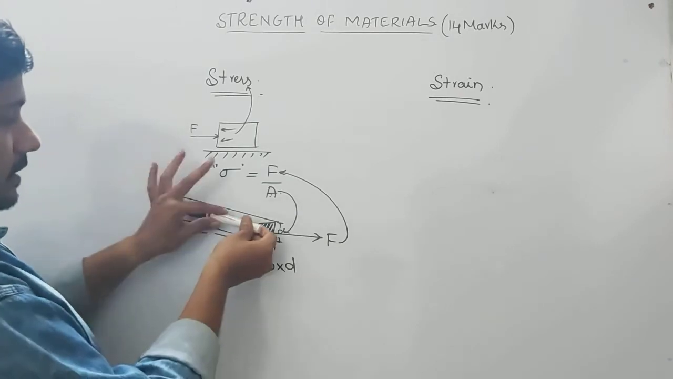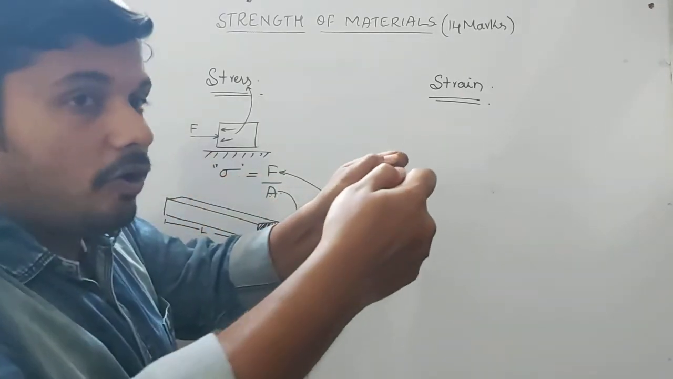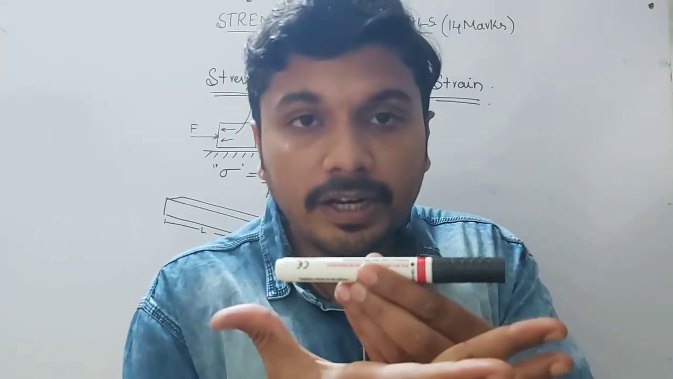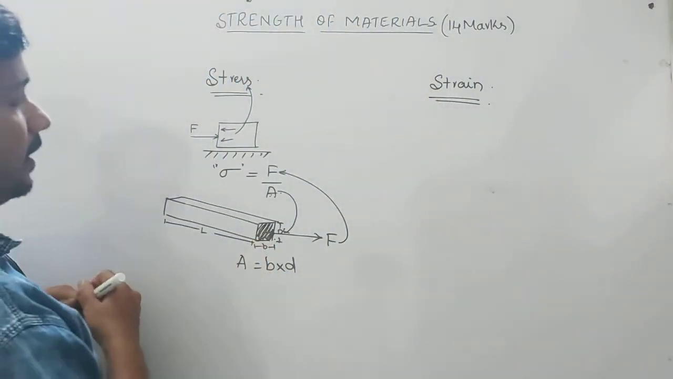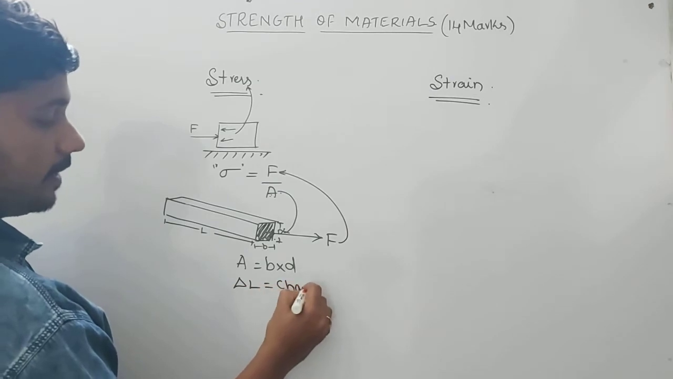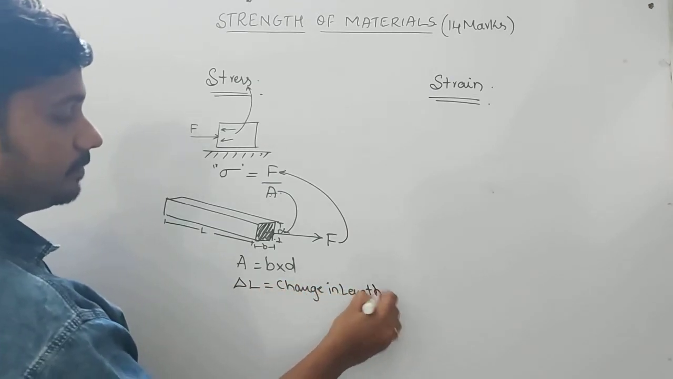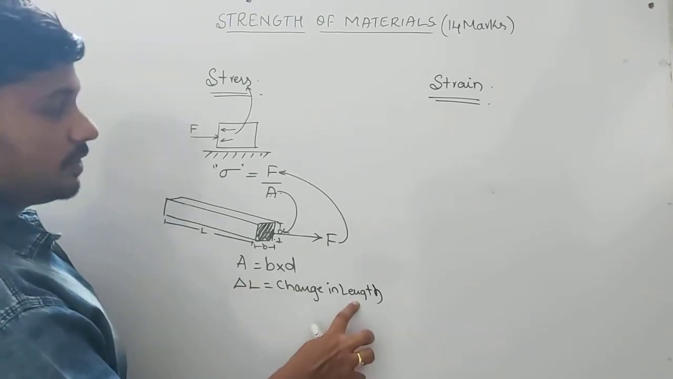If, for example, this is the bar, if I stretch this bar, it elongates. So what happens to the length? The length gets increased. This increase in length is nothing but the change in length. So I can write it as change in length. Delta L stands for change in length.